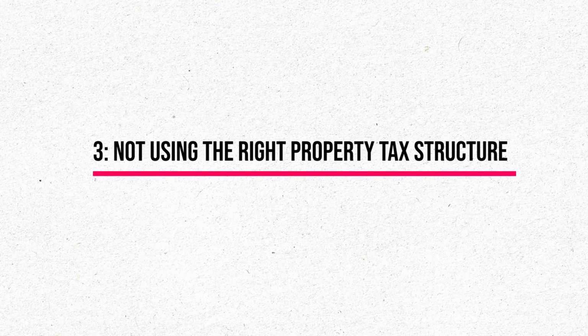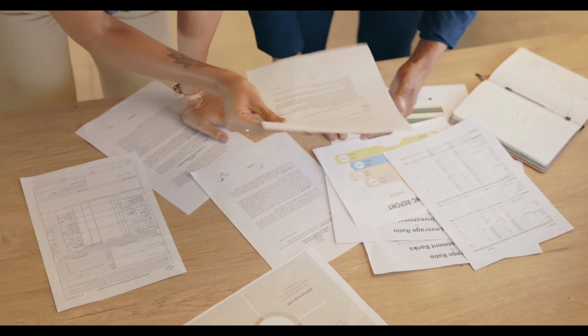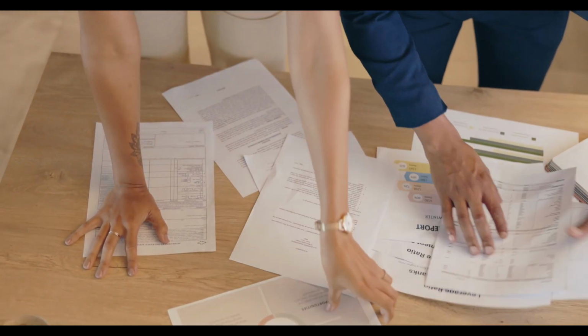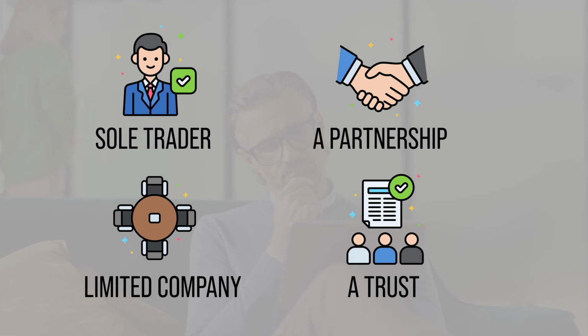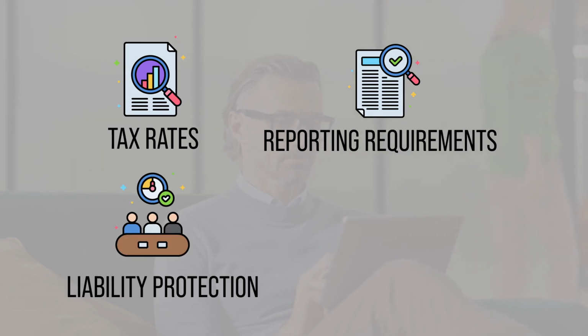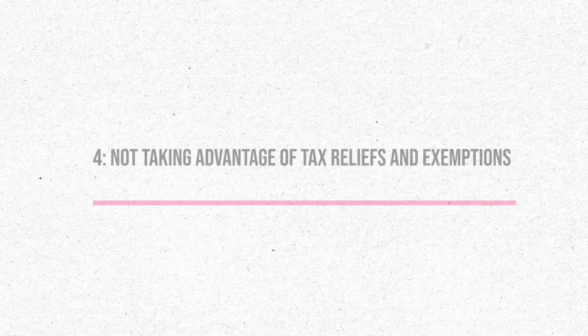3. Not using the right property tax structure. Another common blunder that landlords make is not choosing the best tax structure for their property business. Depending on your circumstances, you may be better off operating as a sole trader, a partnership, a limited company, or a trust. Each option has its own pros and cons, such as the tax rates, the reporting requirements, the liability protection, and the flexibility. You should consult a professional property accountant to help you decide which option is best for you and your goals.